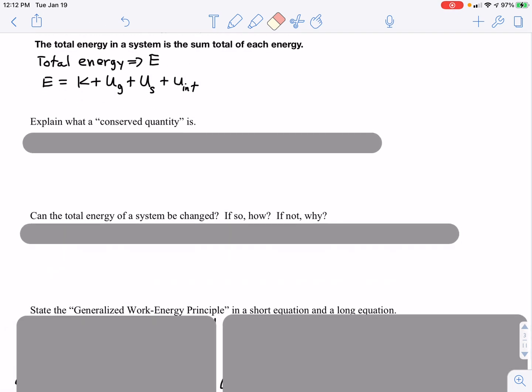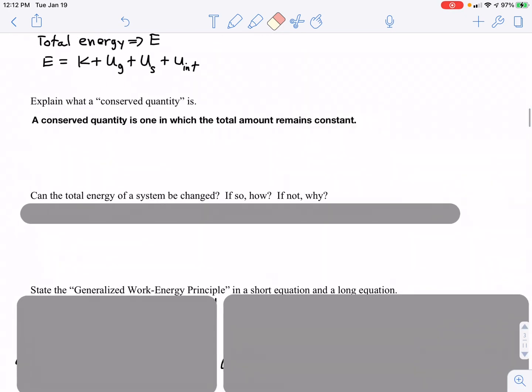What is a conserved quantity? Well, a conserved quantity is one in which the total amount of that quantity remains constant. Time, for instance, is a conserved quantity. We only have 24 hours in a day. If we sleep more, we have less to do when we're awake. If we sleep less, we have more time to do things when we're awake. However, we may not have enough energy to do them. Well, energy itself is a conserved quantity. As we will find out later, momentum is an example of a conserved quantity.